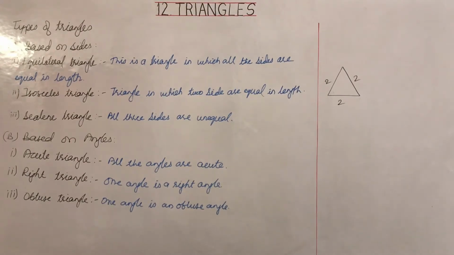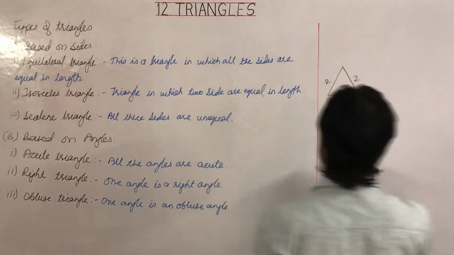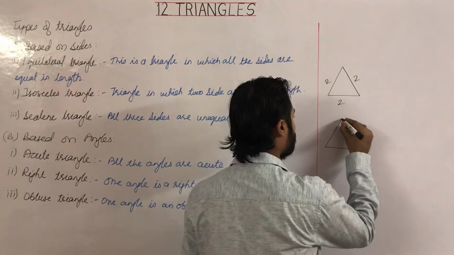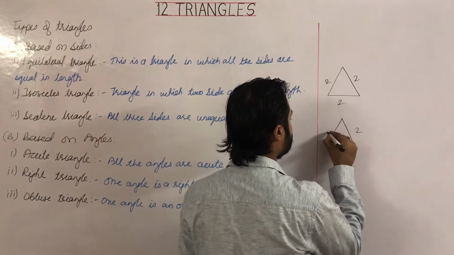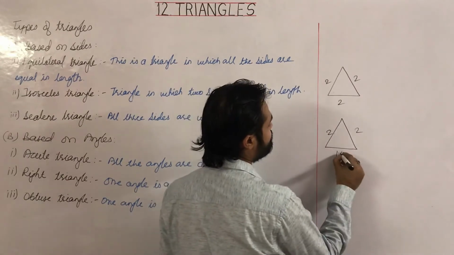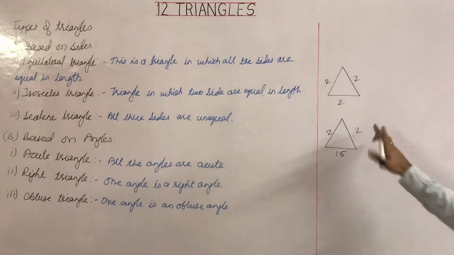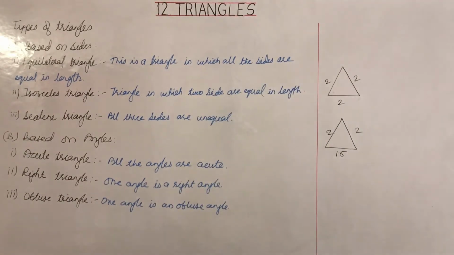Second, isosceles triangle. Triangle in which two sides are equal in length. So if two sides are equal, say first two sides are equal and say third side is not equal to other two sides. So this type of triangle in which two sides are equal in length is known as isosceles triangle.